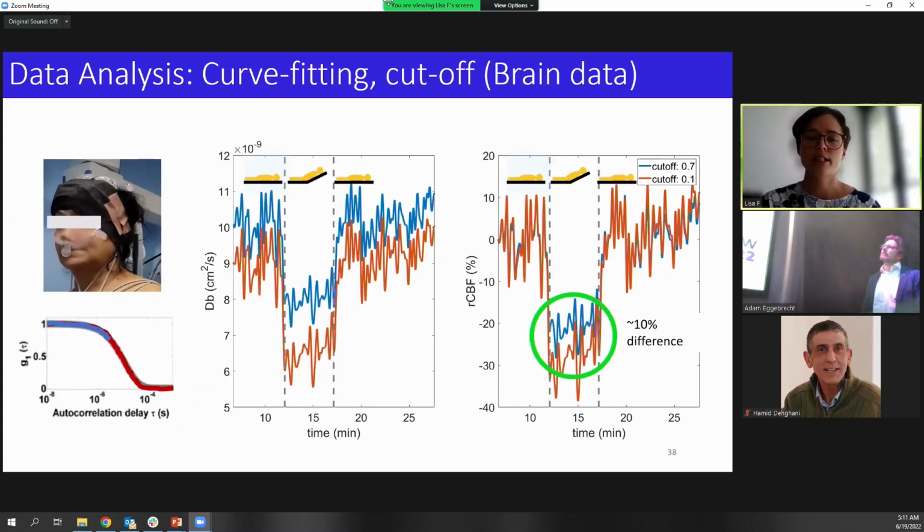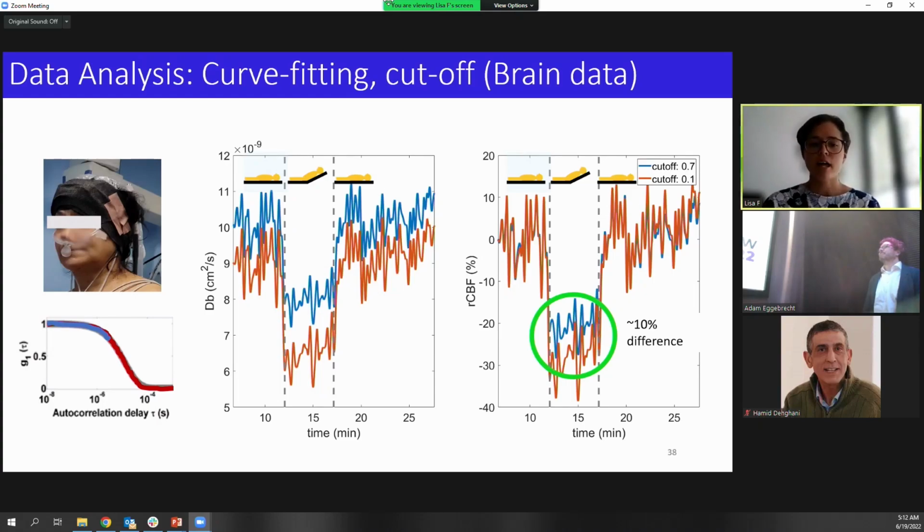Here I just show an example. This is data taken from the brain. The blue lines show the dB values that were obtained when fitting the data by cutting the data for G1, only including G1 greater than 0.7. And the red lines show the corresponding fits for dB when fitting for the entire curve.